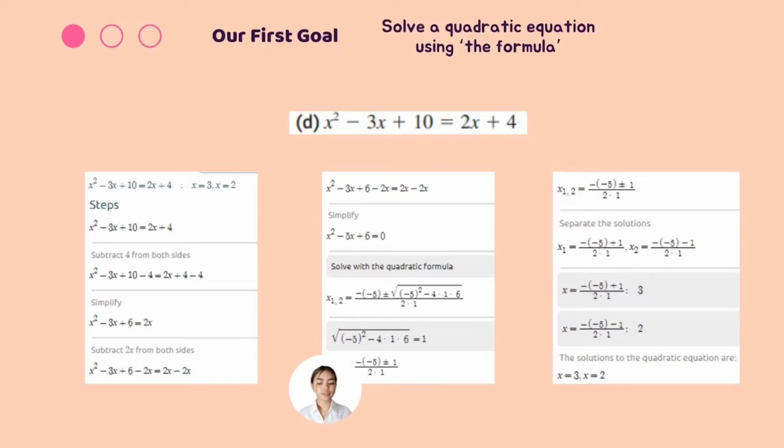5 squared is equal to 25, and then negative 4 times 1 times 6 is equal to 24. So 25 minus 24 is 1. So we get negative 5 plus or minus the square root of 1, divided by 2 times 1. After that, we need to separate the solutions.